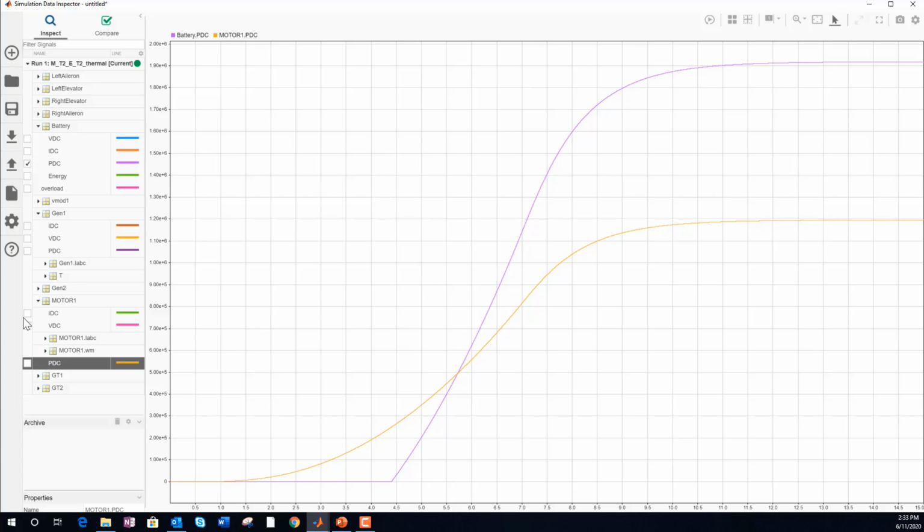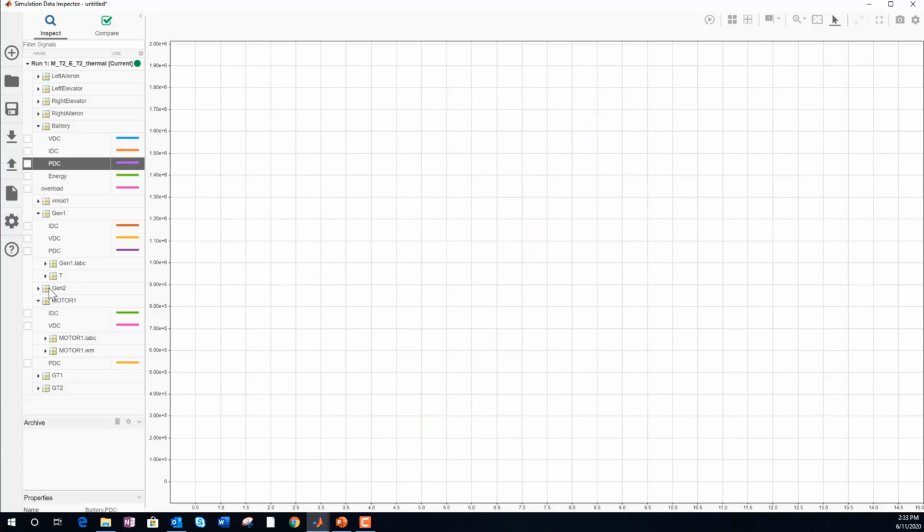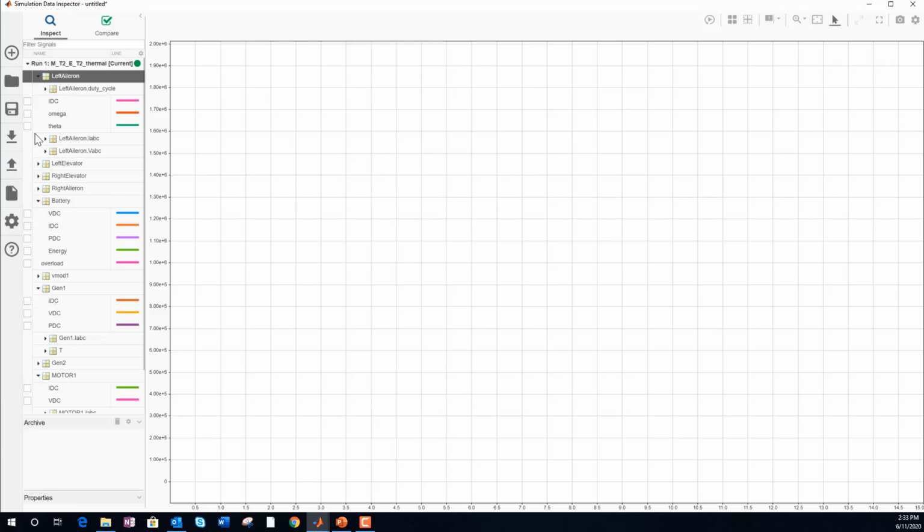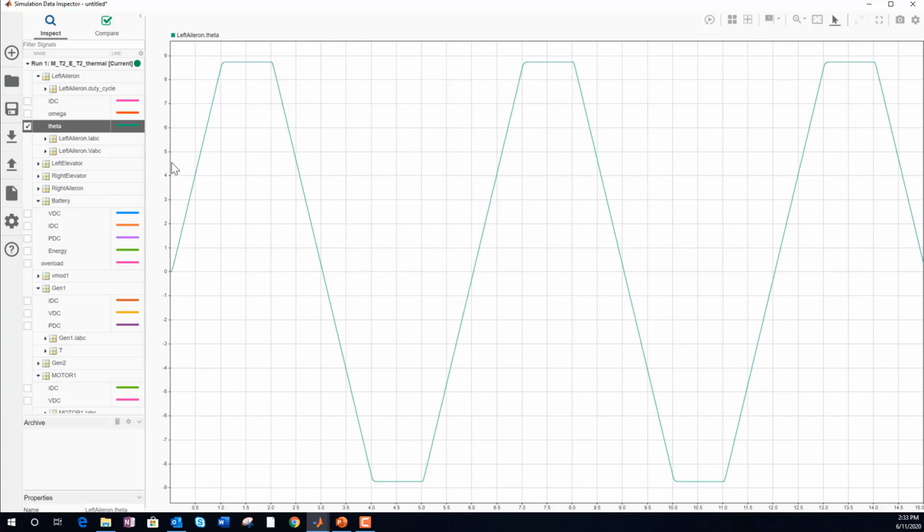Okay, let's look at the actuators. We'll look at the left aileron and look at theta. We see that I'm just cycling them positive and negative, as you can see here. That's part of the reason why we're seeing those ripples on the DC voltage that we saw earlier. The other thing I'd like to look at is actually the duty cycle.